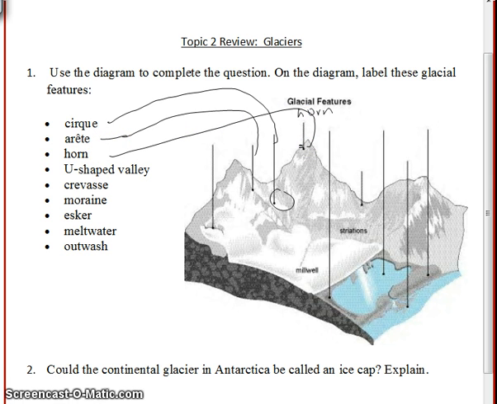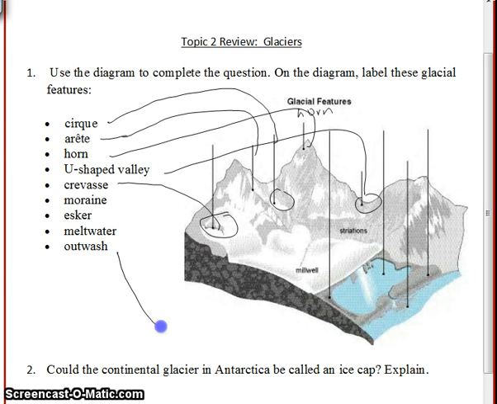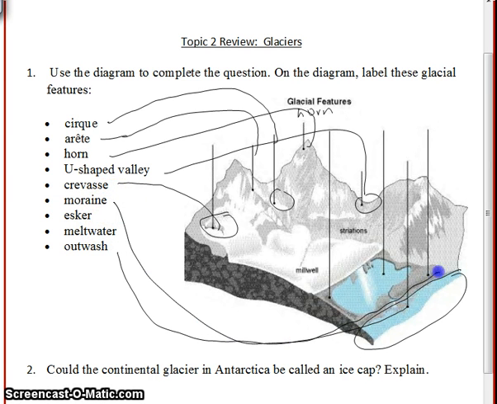A U-shaped valley is what happens when glaciers carve out. And so let's point out a U-shaped valley would be this label right there. A crevasse is like a crack or a fracture in the glacier. There's a crevasse. Outwash is water that leaves a glacial lake, so there's your outwash. A moraine is kind of a ridge left behind by glacial till, so there's your moraine.